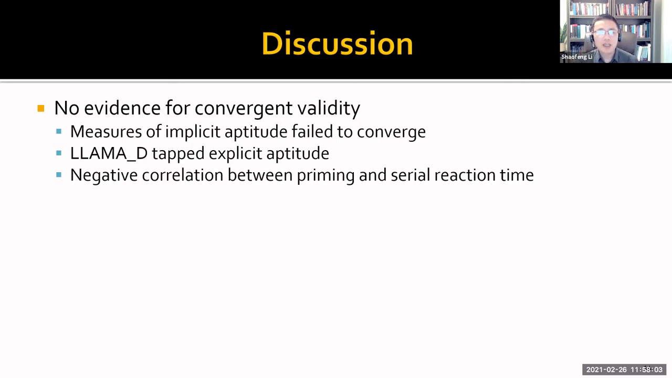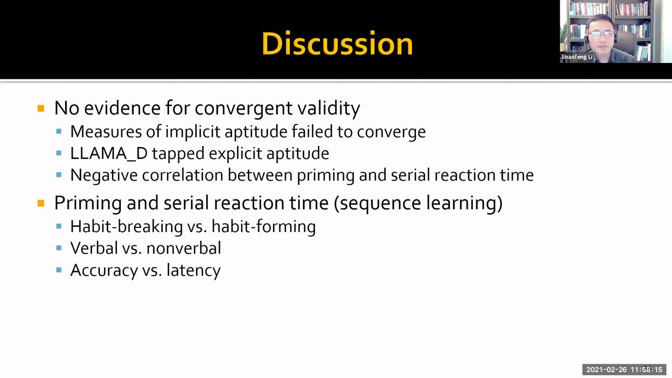There was a negative correlation between priming and serial reaction time, although they were hypothesized to measure the same thing, the same construct, which is implicit aptitude. So why was there a negative correlation between priming and serial reaction time? Well, I think basically they tap into different mechanisms.